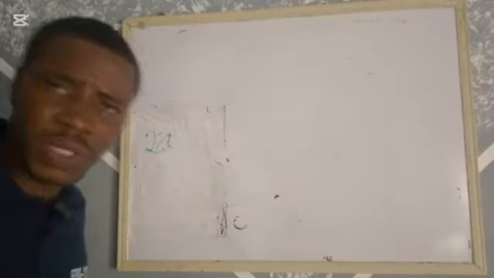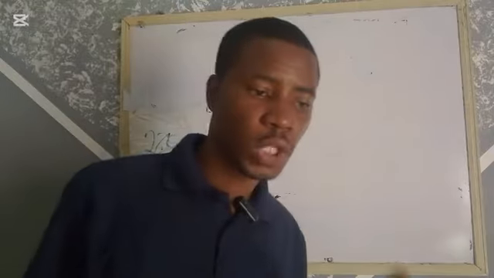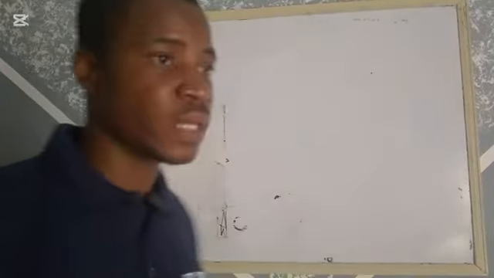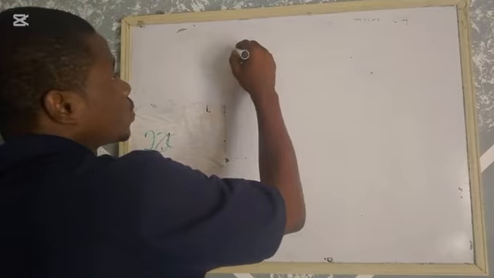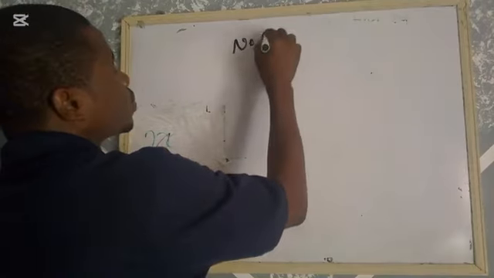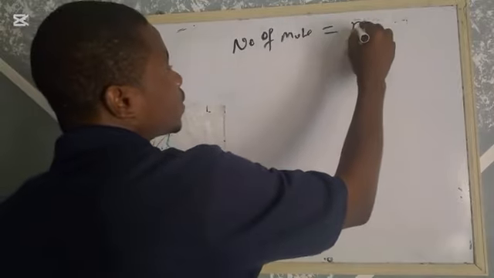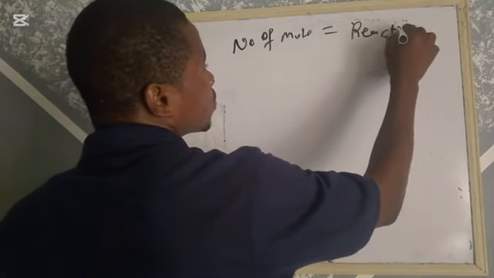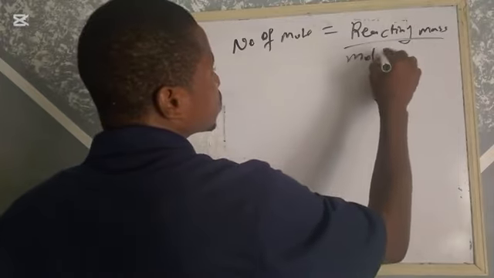Please take note of this formula. How to calculate... I want to give you a relationship in chemistry. The relationship between number of mole, relative molecular mass, and the reacting mass. There is a formula that connects them. Please take notes. Number of mole is equal to reacting mass over molar mass.